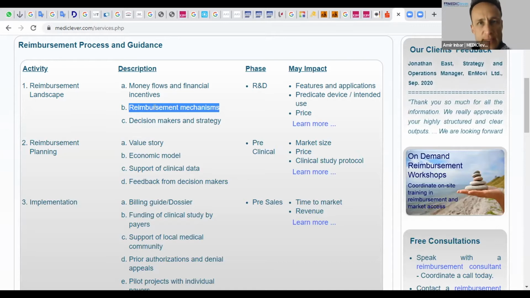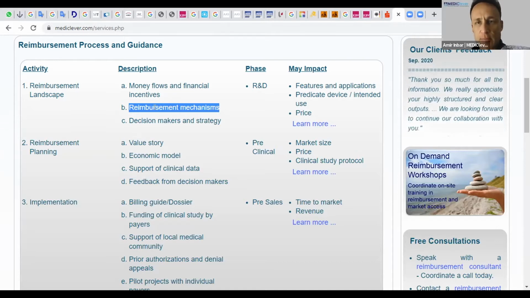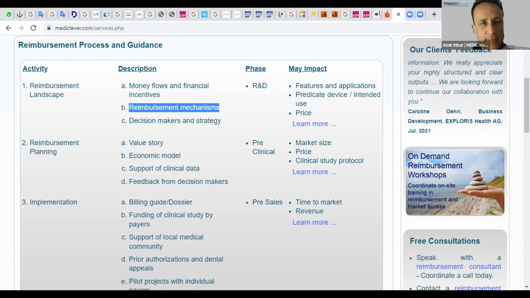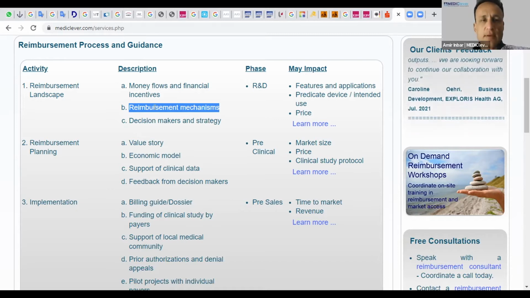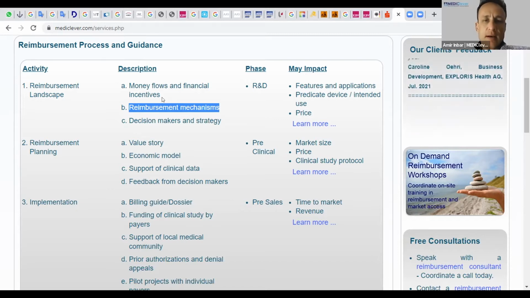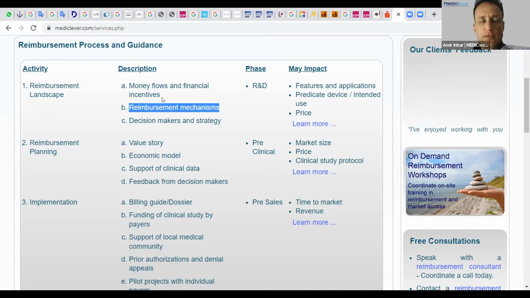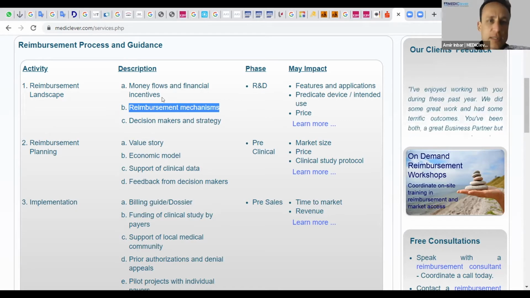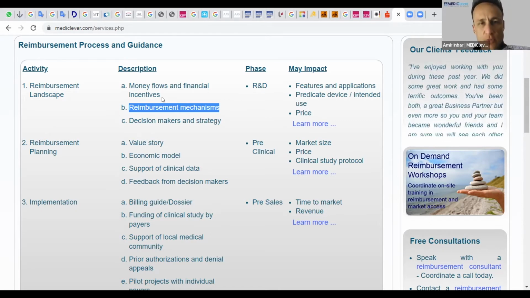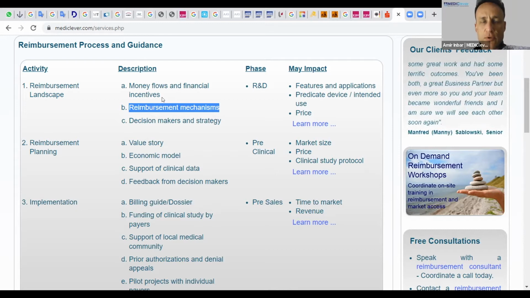Of course, there's a big difference between commercializing a product or a drug under existing reimbursement mechanisms or developing new ones. It could be the difference of a few years and a few millions or tens of millions of dollars. And of course, it is much more expensive and time-consuming to develop new reimbursement mechanisms for your product.